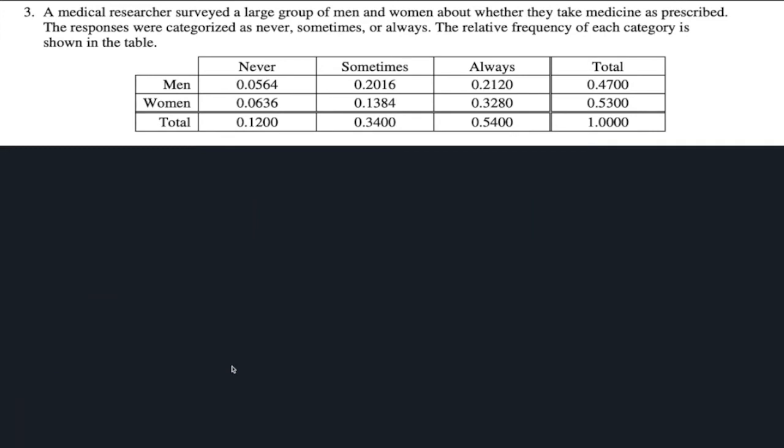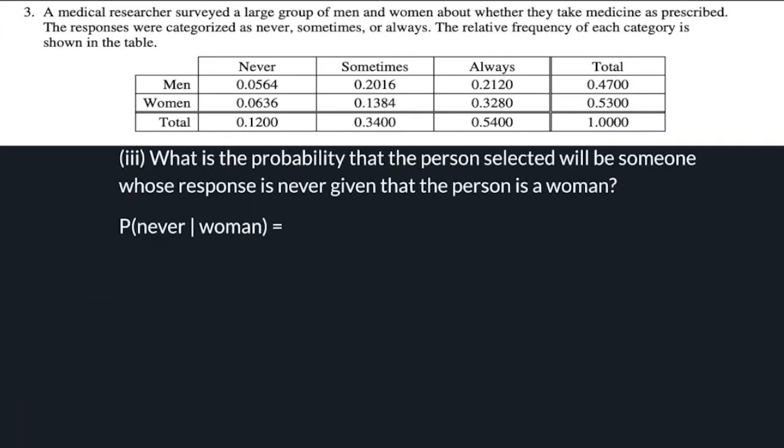Now, next question. What is the probability that the person selected will be someone whose response is never, given that the person is a woman? The symbol for "given" is a kind of I-looking shape. It's just a line. It can also be written as a slash, kind of like a fraction. And we want to see the probability of never, given that it's a woman.